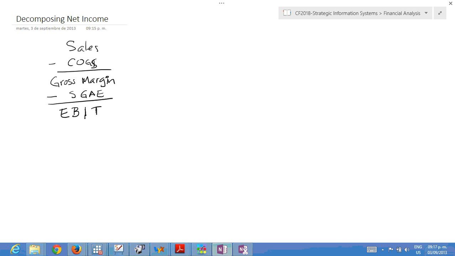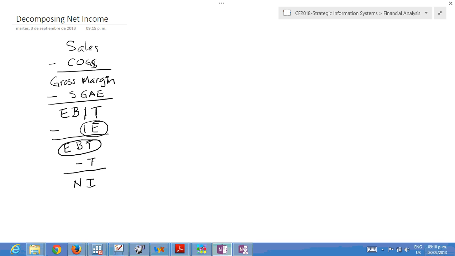Now, how do you compute taxes? You have EBIT, then you subtract interest expenses. These are expenses that the company incurs due to financing, from banks, for example. Then we have earnings before taxes. This is the base that you use to compute the taxes. Then you subtract the taxes and you get what is called net income.